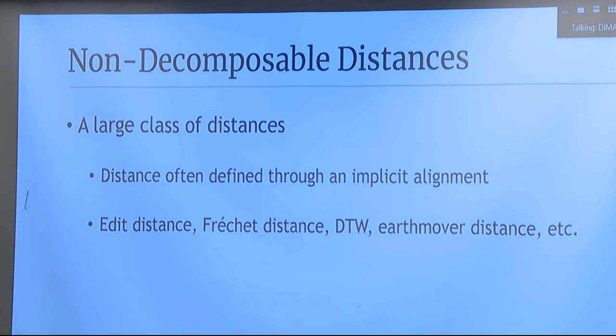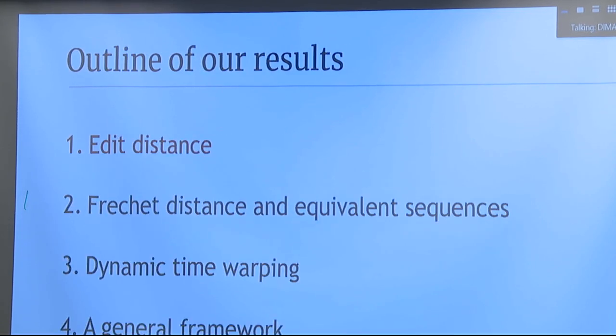So this talk is going to present some initial bounds for these problems, but I think it's going to ask more questions than give answers. And I hope you find some of the questions interesting and can solve them.